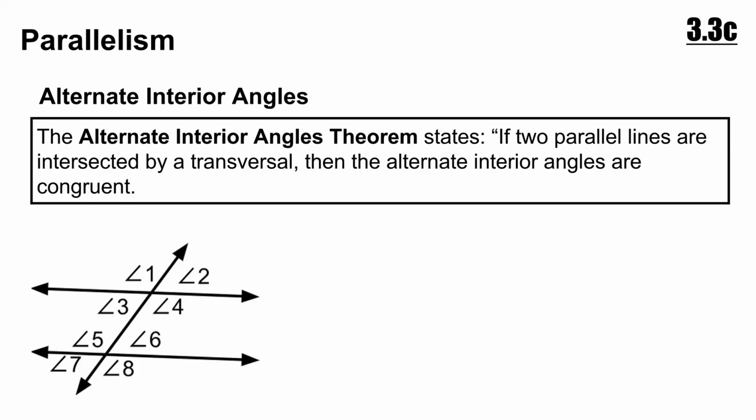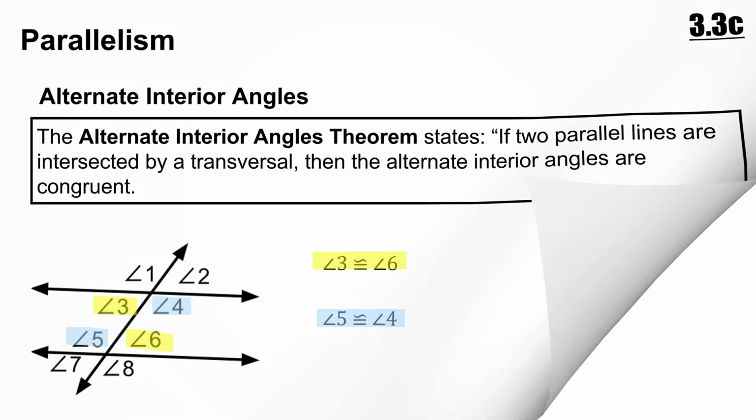The alternate interior angles theorem states, if two parallel lines are intersected by a transversal, then the alternate interior angles are congruent. According to the figure, angle 3 and angle 6 are alternate interior angles. Angle 4 and angle 5 are also alternate interior angles.